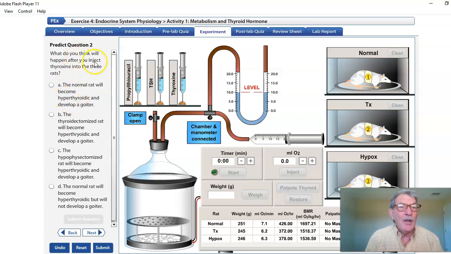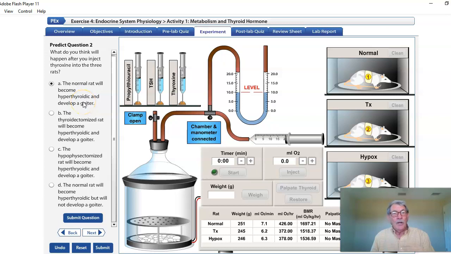Now, prediction. What do you think will happen if you inject thyroxine into the 3 rats? We're going to give each rat a thyroid hormone shot. Will the normal rat become hyperthyroid and develop a goiter? Well, he's going to become hyperthyroid because he has too much thyroid hormone. But will he develop a goiter? No. What gives the goiters? TSH, thyroid stimulating hormone.